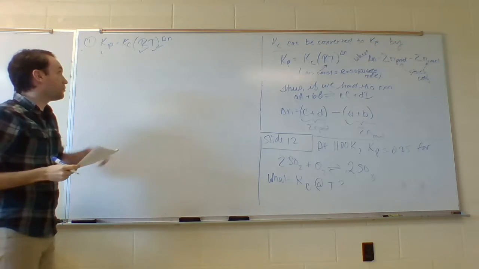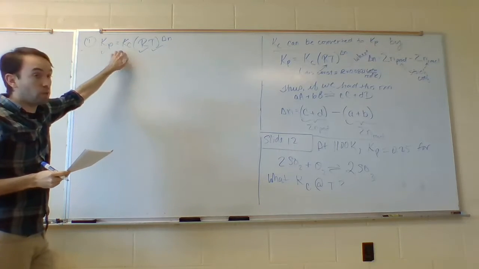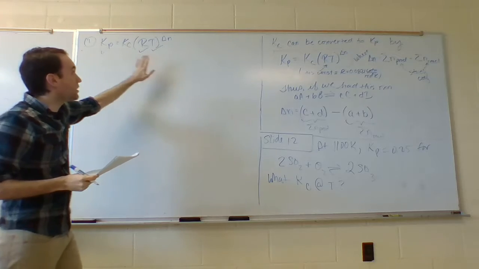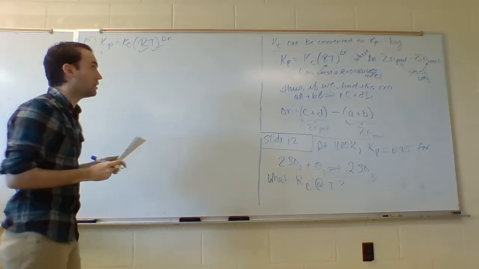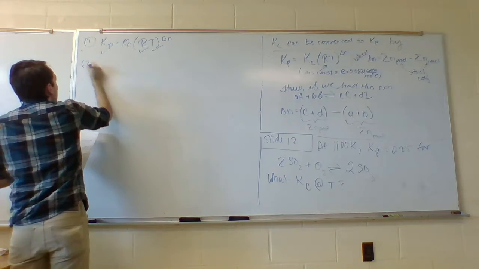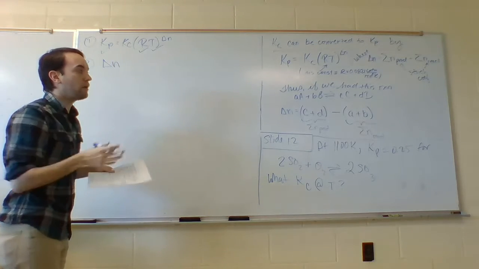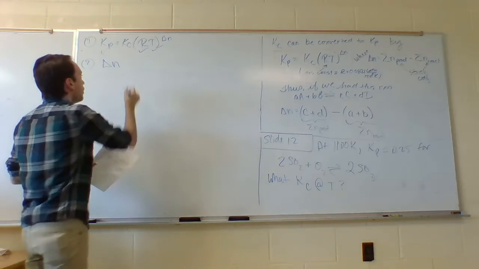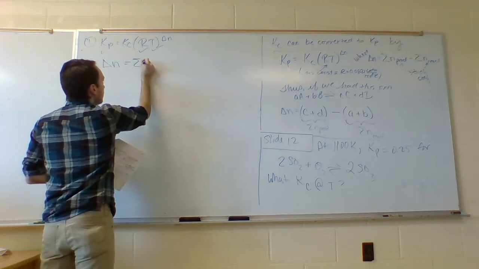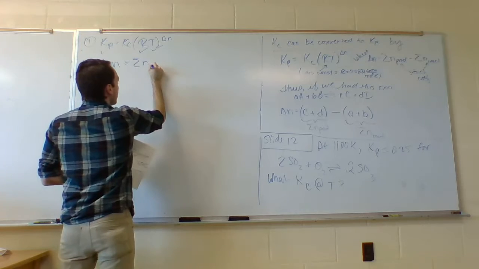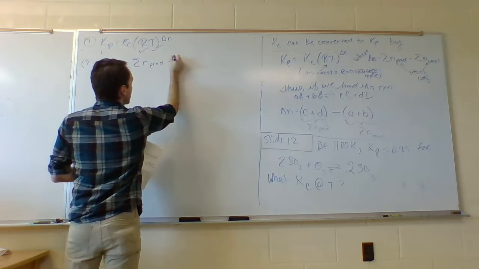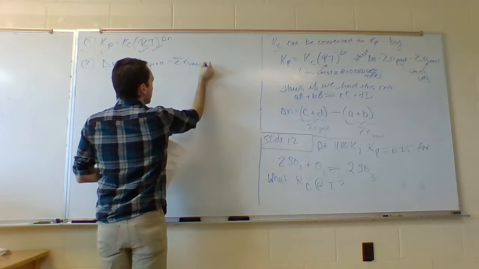So what don't we have? Well, it's asking us for Kc, so we don't have that. And another thing that we don't have is our delta N. All right? So the next thing, we're going to calculate our delta N. Now, how do we calculate delta N? Well, we know that delta N is going to equal the sum of our stoichiometric coefficients for the products minus those of the reactants. Okay?